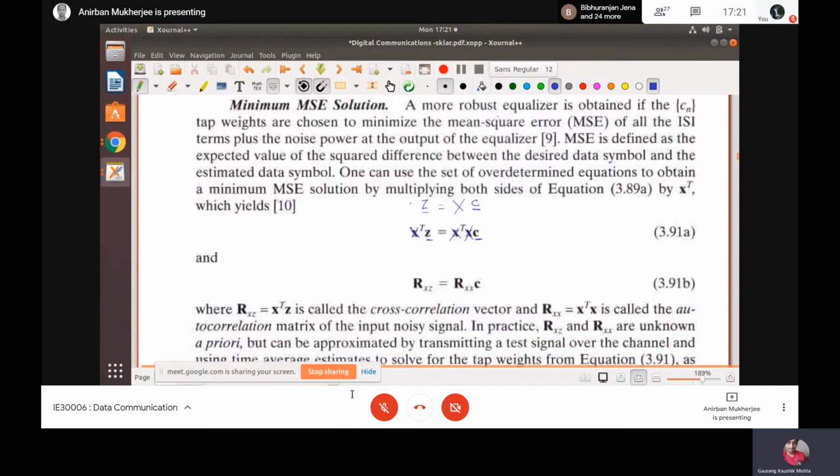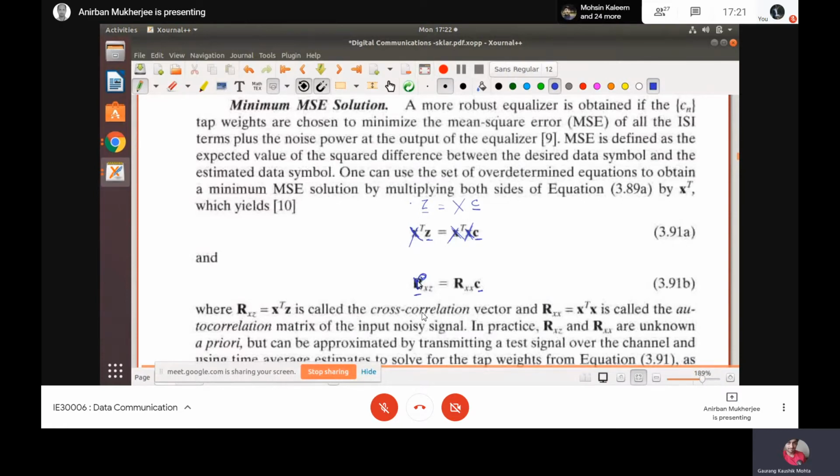I am multiplying with X transpose. This is a matrix, okay, that's why I am writing capital X. Now, this will be a matrix multiplying with a vector. So this is Rxz, please remember, and this is Rxx. Please remember, X transpose Z. Actually, if you take the expectation of this one, then you will get Rxz.